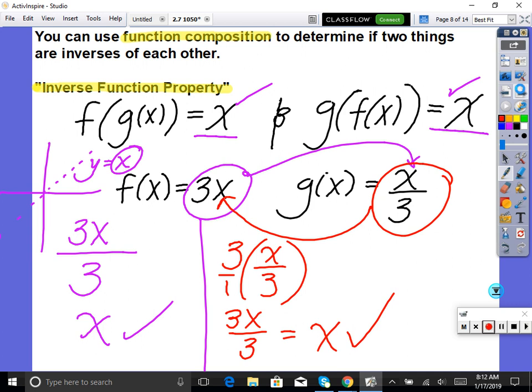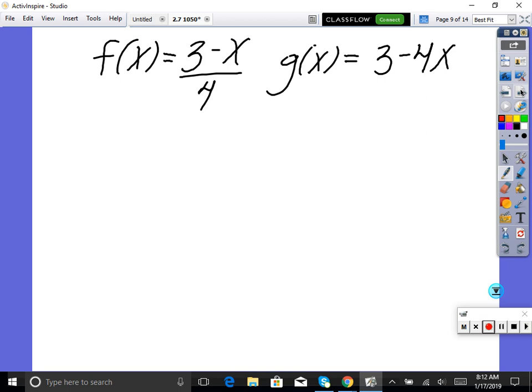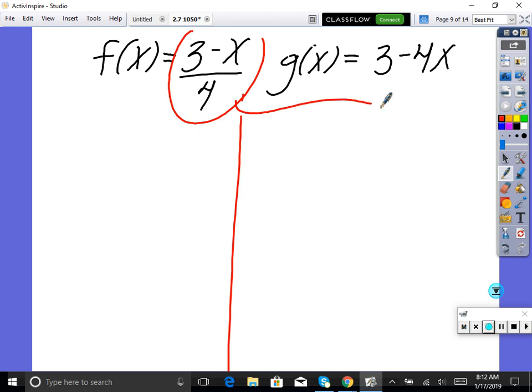Okay, let's do another one. Are these inverses of each other shown by function composition? So let's take this, plug it in right there. So that would be, instead of 3 minus 4x, it'll be 3 minus 4. And instead of an x, I need to replace it with that. So won't that be 3 minus x divided by 4 like this?